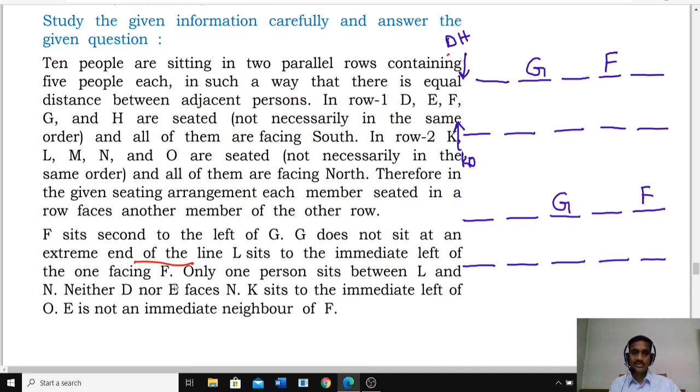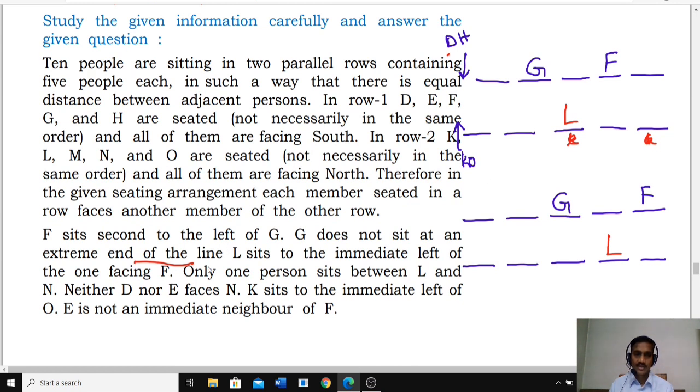L sits to the immediate left of the one facing F. L is to the immediate left of the one facing F. L is in the place alone. Here L must be here. Done with this. Then next one. L is an immediate neighbor of the one who is facing F. Facing F, immediate left, and where is L? Okay, two possibilities earlier, here a single possibility.